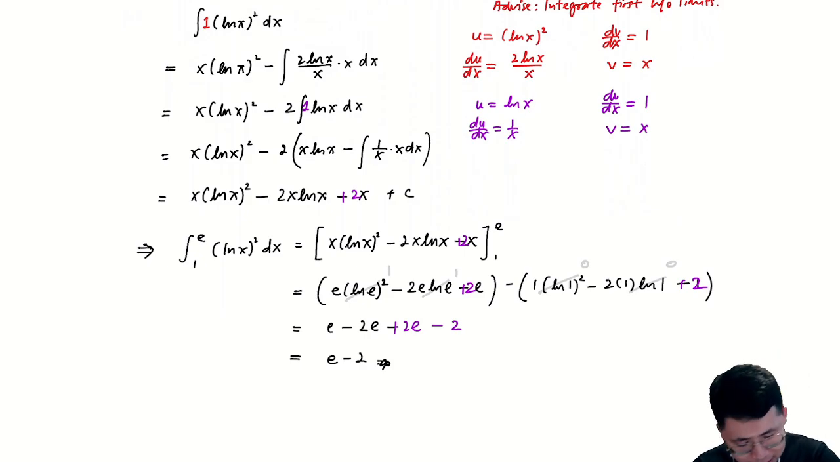Once again, I had an error over here. Because this one over here, negative, negative will give me plus 2e. Like that.